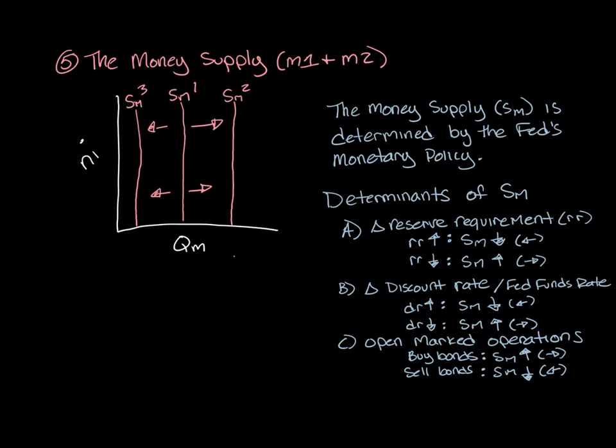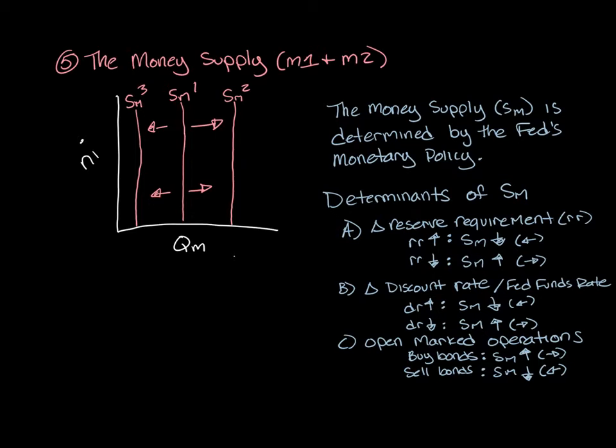What they really need to know is that when interest rates for bank borrowing go up, banks borrow less money, and so they lend out less and the money supply falls. When interest rates for bank borrowing go down, banks borrow more money, so they can lend out more money, so the money supply will increase or shift to the right.